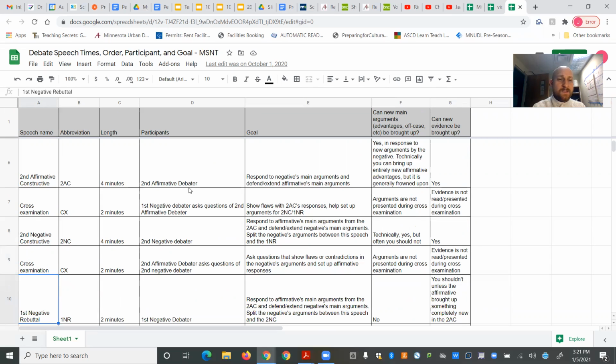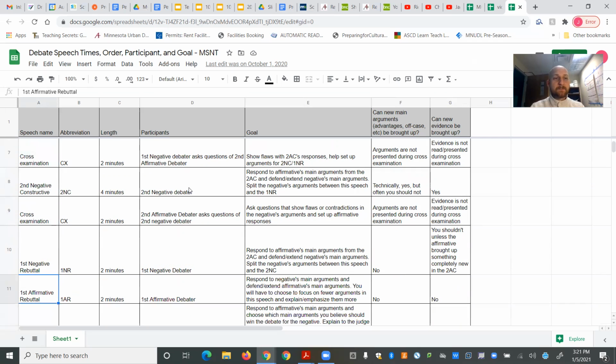You should never take prep time before the first negative rebuttal because you have all this time ahead of you where cross-examination's happening, and your partner is speaking their speech, and then another cross-examination's happening. You have like 6 or 8 minutes to figure out what you're going to say in your speech.